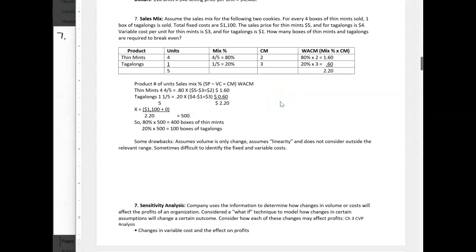In this case we have Thin Mints, 4 units they're going to sell. Every 4 boxes of Thin Mints, 1 box of Tagalongs is sold. So it's a 4-to-1 ratio. Sum this and you get 5. The first one, Thin Mints, would be 4/5 or 80%, and for Tagalongs it would be 1/5 or 20%. So Thin Mints have 80% of the sales and Tagalongs have 20% of the sales.